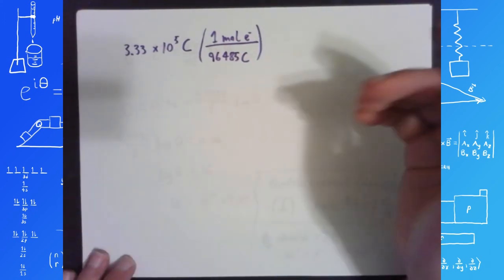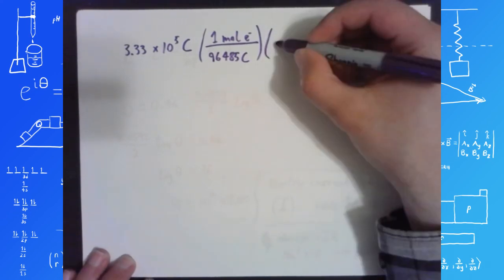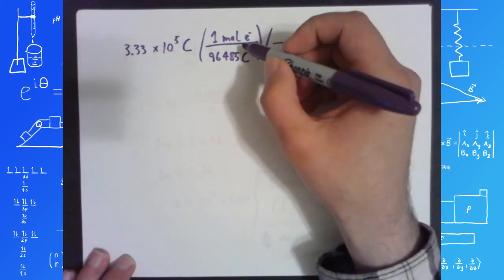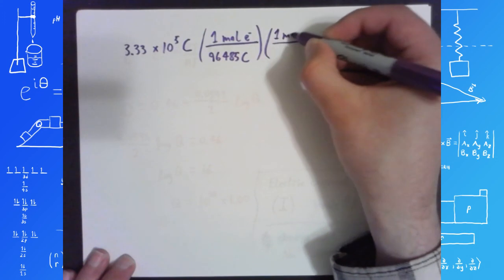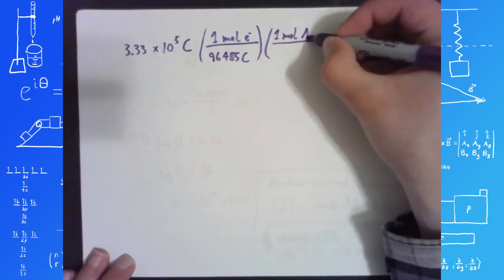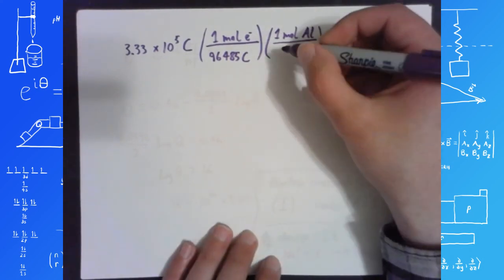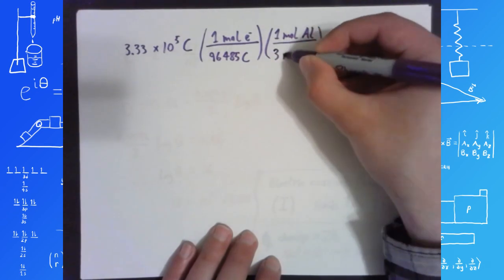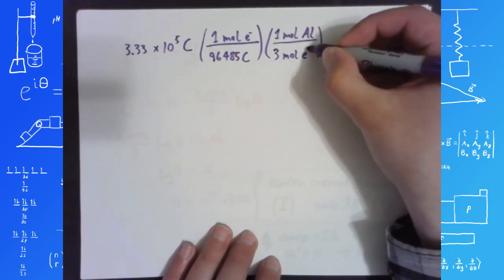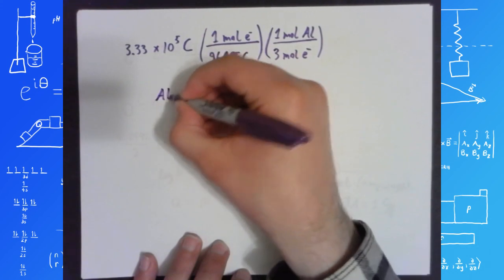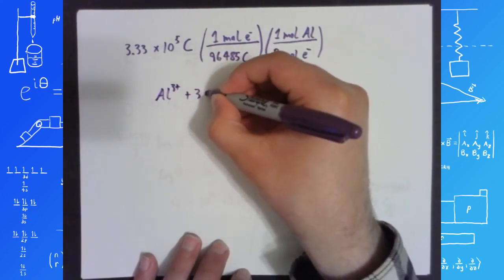So for every 1 mole of aluminum metal collected, that requires 3 moles of electrons. You need 3 moles of electrons to reduce 1 mole of aluminum ion to 1 mole of aluminum metal. You can tell just by looking at the corresponding half reaction.